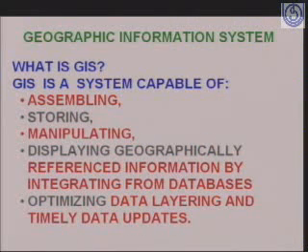Now, the survey data is already available from a few agencies which I discussed during the last lecture. Now, GIS, the Geographical Information System, helps us in integrating this information. What is GIS? It is a system capable of assembling, storing, manipulating and displaying geographically referenced information by integrating from databases, optimizing data layering and timely data updates.